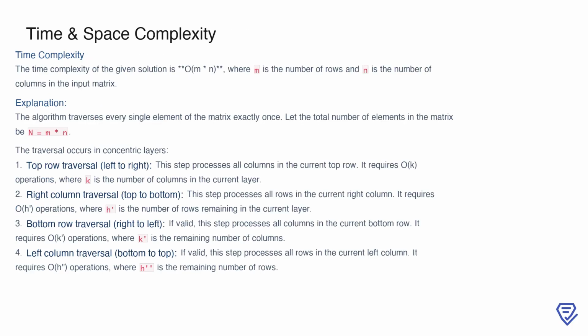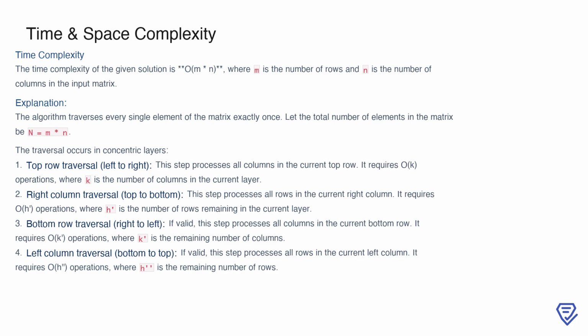The time complexity of the spiral matrix algorithm is O(m*n), where m represents the number of rows and n the number of columns. This is because the algorithm traverses each element of the matrix exactly once. To achieve this, the traversal is performed in concentric layers.